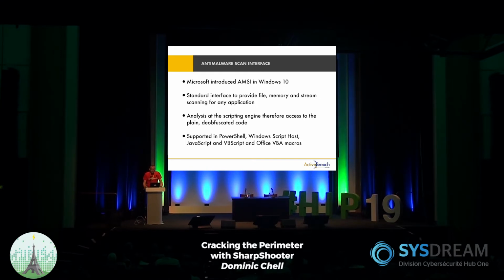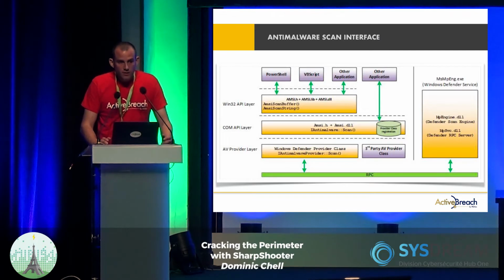The analysis actually occurs at the scripting engine level, which is where the power is, because it means the AV engines can get access to the plain, deobfuscated code. Currently, AMSI is supported across PowerShell, Windows Script Host, JavaScript, VBScript, and Visual Basic. So here's a little high-level overview of the AMSI architecture.